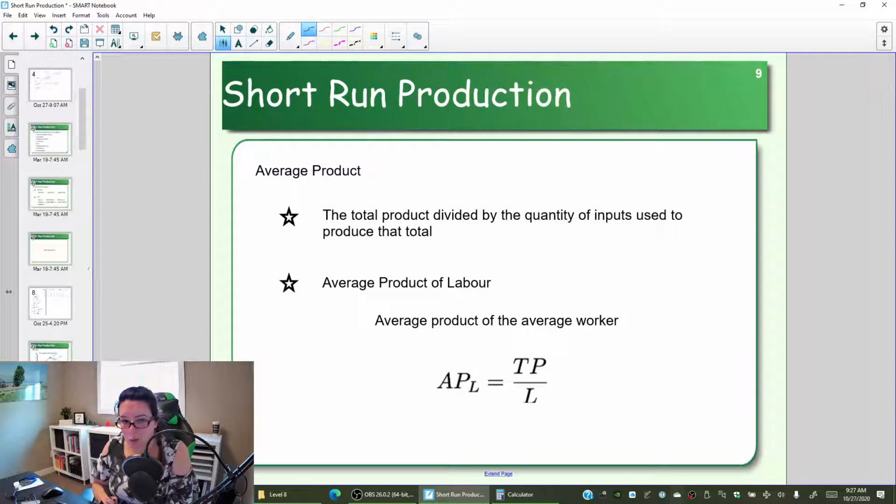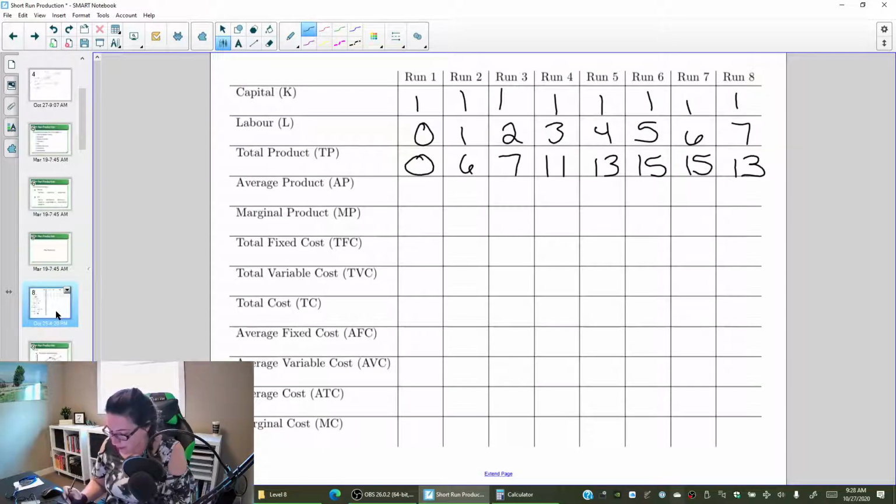So we're going to take total product, the amount produced, and divide it by some input. If we're using the average product of labor, that input is the number of workers. So we're looking at how much the typical worker can make. Total product divided by labor. So let's do those calculations, and we are going to take total product divided by labor. So here, when we do average product, when we have zero labor, 0 divided by 0, anytime you put 0 in the bottom of your calculation, it's undefined, so we just skip that one.